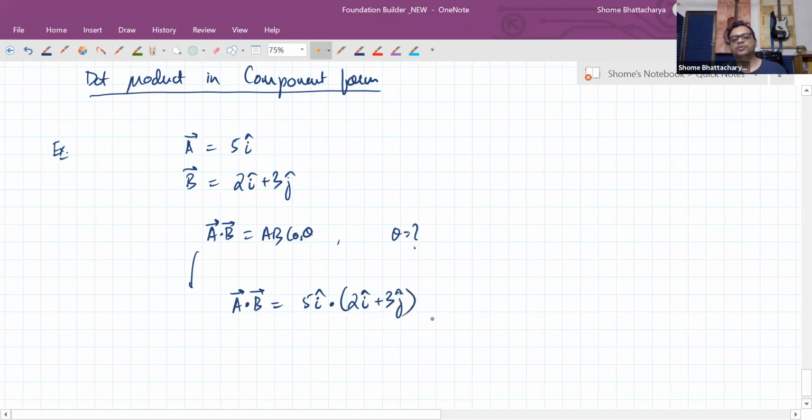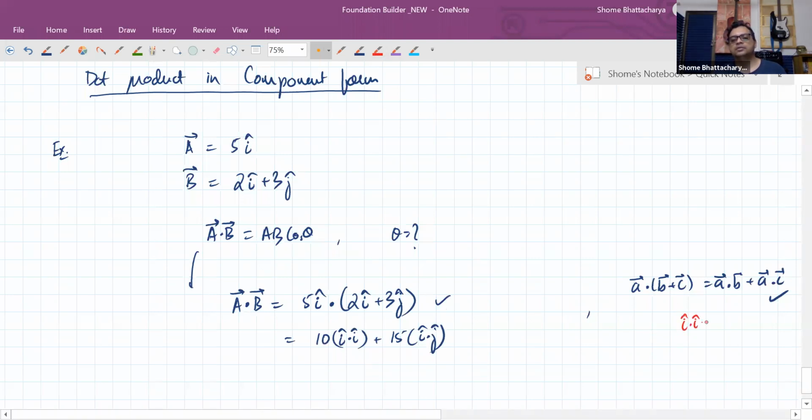Now when you open this dot product, use the distributive property that a dot b plus c is a dot b plus a dot c. So when you use this property, this will become 5 into 2, 10 i cap dot i cap, plus 5 into 3, 15 i cap dot j cap. But you also know now, additionally, that i cap dot i cap is unity, whereas i cap dot j cap is equal to 0. Just make a note of this.